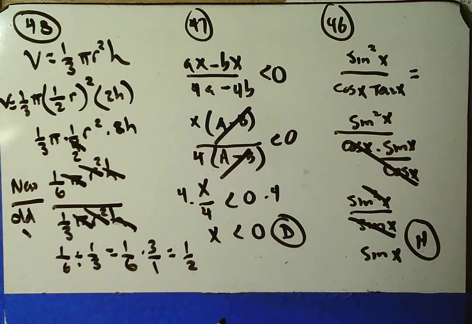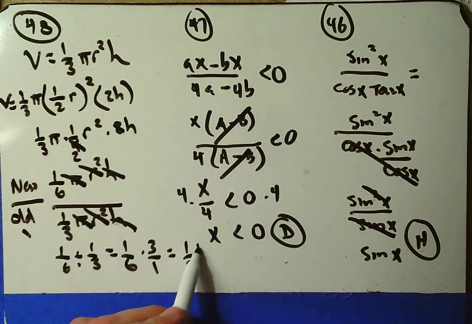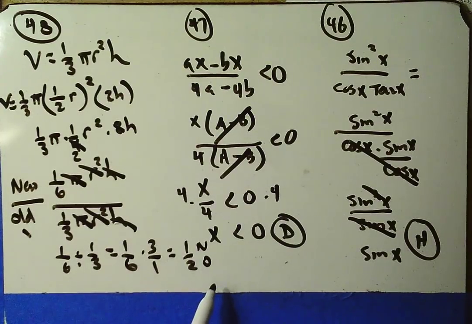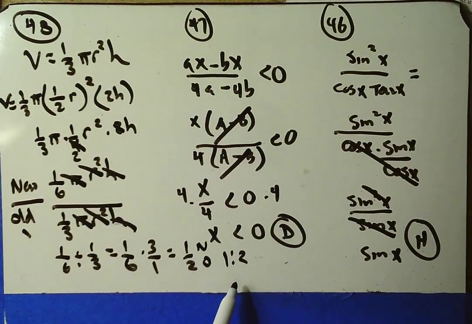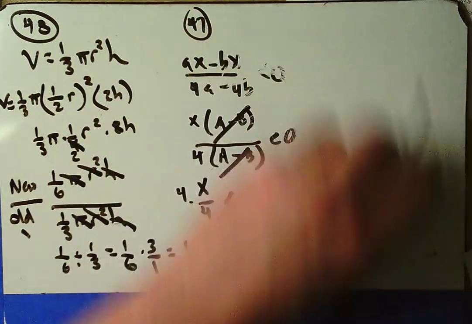I get 1/2. So that corresponds to, oh, sorry, I need to do it this way. This is new, and this is old, and we're looking for the ratio of new to old. So we want 1 to 2. And 1 to 2 corresponds with choice J. J for number 48. Okay. 49.